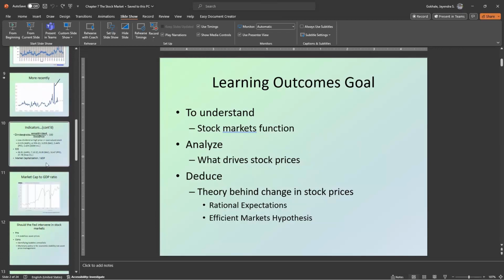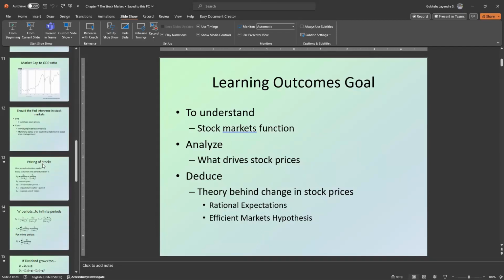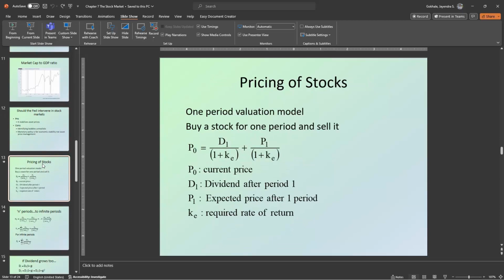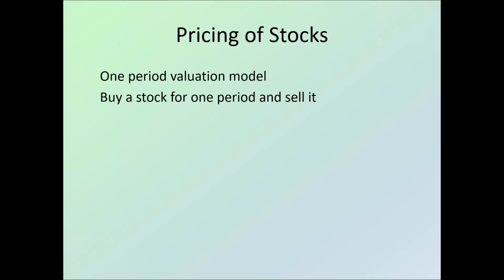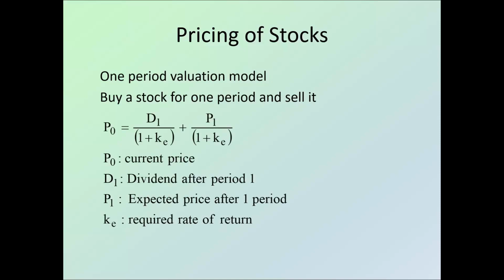So let's plunge into what we discussed last time. We talked about the pricing of stocks, in which we said let's use the one period valuation model and buy a stock for one period and sell it. So the price today will be the dividend we receive at one year plus the price we receive at one year, divided by 1 plus rate, which is defined here as K subscript E to the power of 1. So that's the price today.